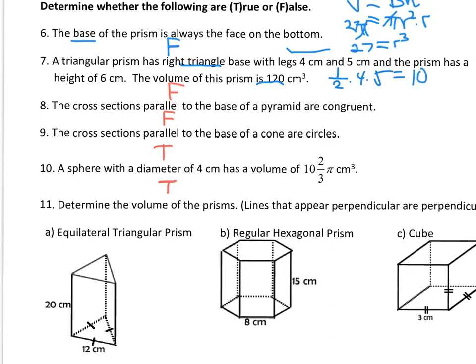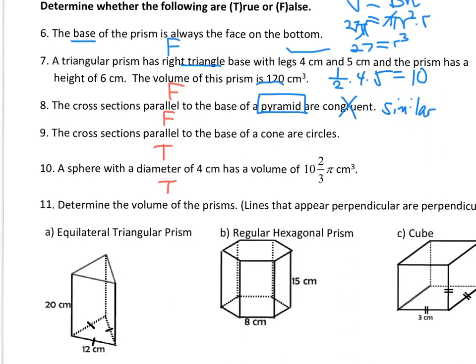Number 8, the cross-sections parallel to the base of the pyramid are congruent. That's false, because they are similar. And that's because it's a pyramid and not a prism. If it were a prism, then the cross-sections would be congruent. For number 9, the cross-sections parallel to the base of a cone are circles. So that's true. All of those circles would be similar.